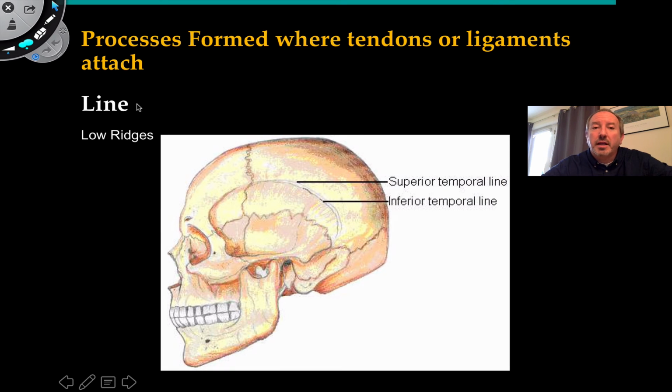This term line means a lower quality ridge. And so in this temporal bone on the side of the skull, we have a superior, meaning towards the top, superior temporal line. And then we have an inferior one down below, an inferior temporal line. And again, it's just a low ridge in the skull.